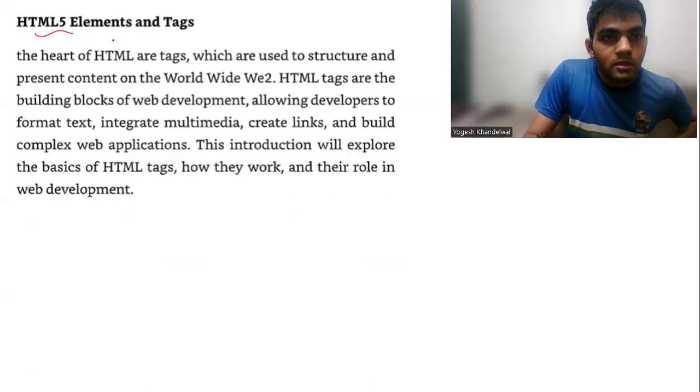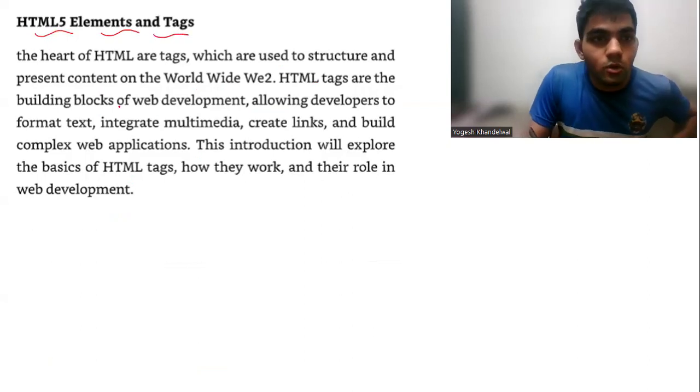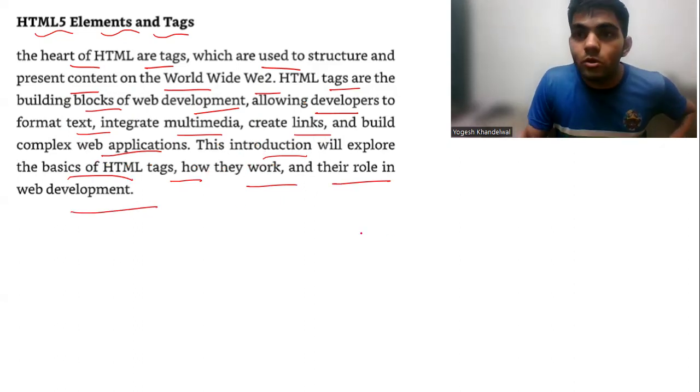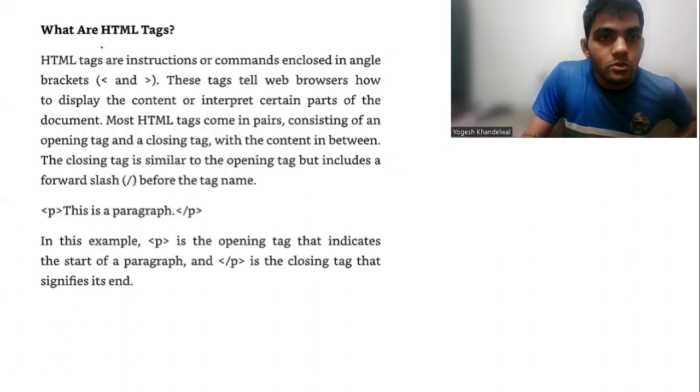Another thing is HTML elements and tags. The heart of HTML is tags. We use different tags in the HTML language, which are used to structure and present content on the World Wide Web. HTML tags are the building blocks of web development, allowing developers to format text, integrate multimedia, create links, and build complex web applications. This introduction will explore the basic HTML tags, how they work, and their role in web development. Tags are at the heart of HTML5. So what are HTML tags?